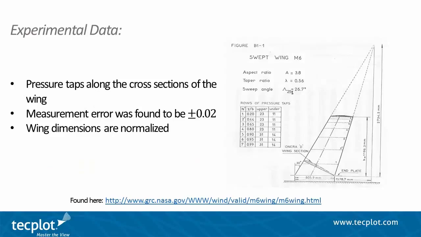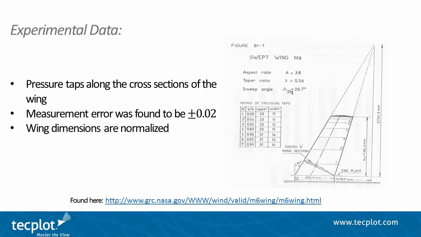Experimental data was gathered using pressure taps along the wing in a wind tunnel. The results are found in a simple TechPlot ASCII format data file on the NASA Onera M6 website. We will be using this data for comparison to our CFD run. There are a couple things we need to keep in mind about this dataset.